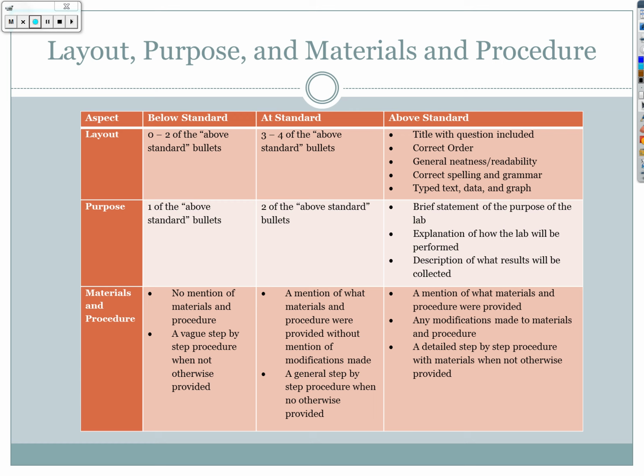So these are details about what the layout, purpose, and materials and procedures sections should look like and should handle. In the layout, what is above standard is there should be a title with the question included. The lab report needs to be in the correct order. There's points for general neatness and readability, correct spelling and grammar, and typed text, data, and graph. Now that's above standard. If you wanted to get at standard, you would reach 3 to 4 of those above standard bullets. If you were below standard, you would only reach 0 to 2 of those bullets.